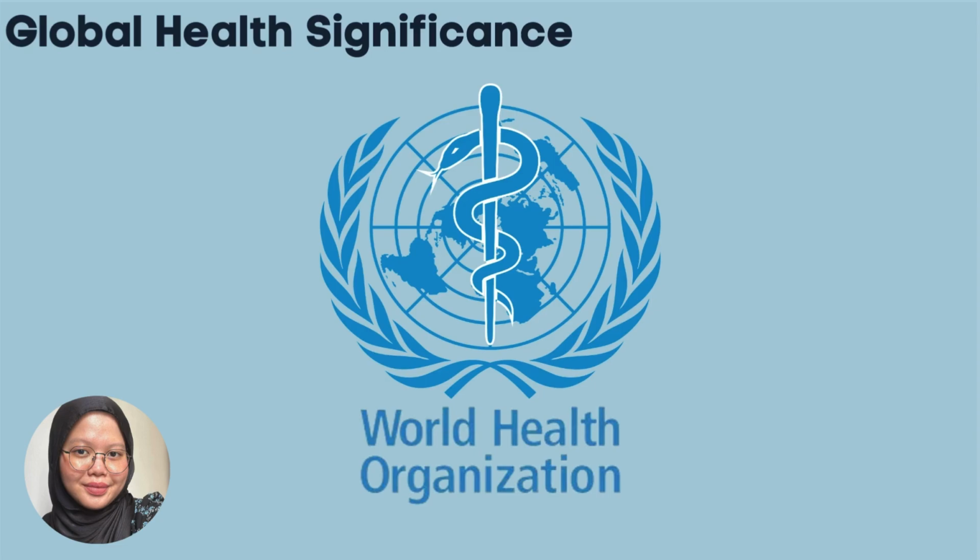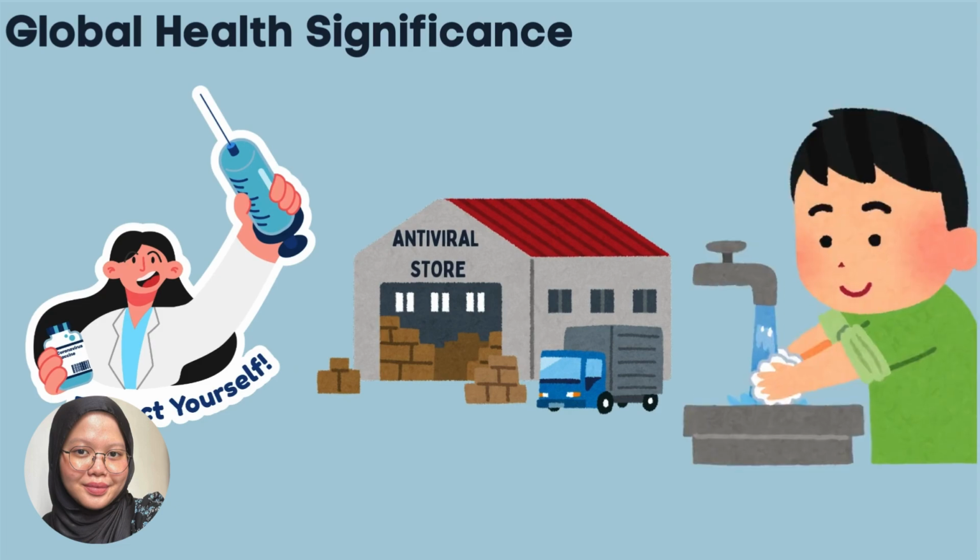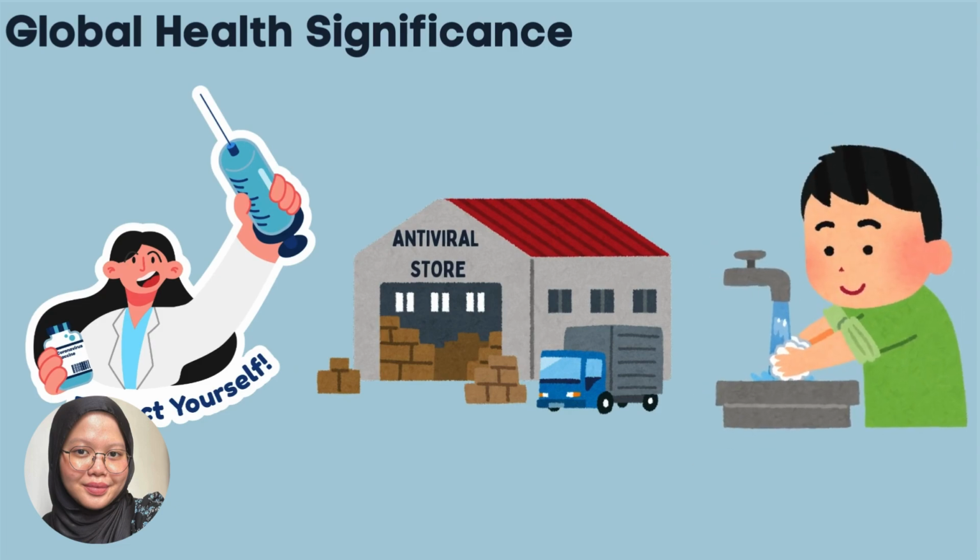WHO leads global efforts through the Global Influenza Surveillance and Response System, which monitors viruses and guides vaccine updates. Public health strategies focus on increasing vaccination rates, stockpiling antivirals, and promoting hygiene. These aim to reduce the burden of seasonal influenza and prevent future pandemics.